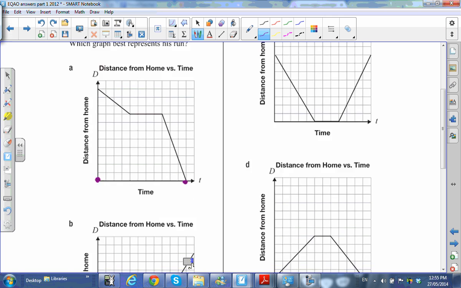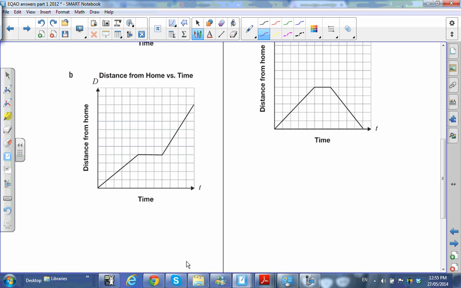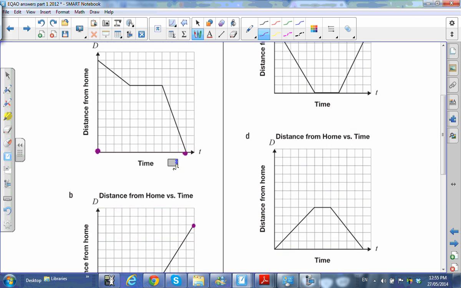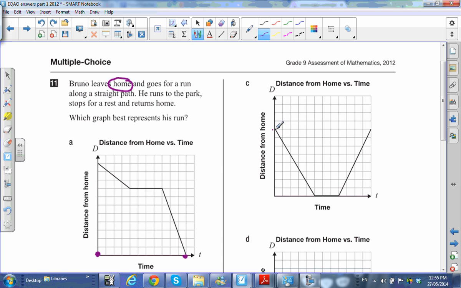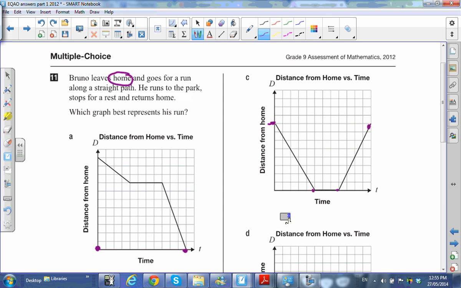So let's look at the next one. B looks pretty good again. Starts from his house, constant speed up here. Stops for a rest, looks like maybe 3 minutes, even though they don't have a scale on here. And then he continues to run again. But where does he finish up? He finishes down maybe at his friend's house or something. Okay, C. This would be if he actually started at his friend's house, ran home, maybe ran in, got a drink of water, and then he left and ran back to his friend's house. So that one doesn't work for us either.